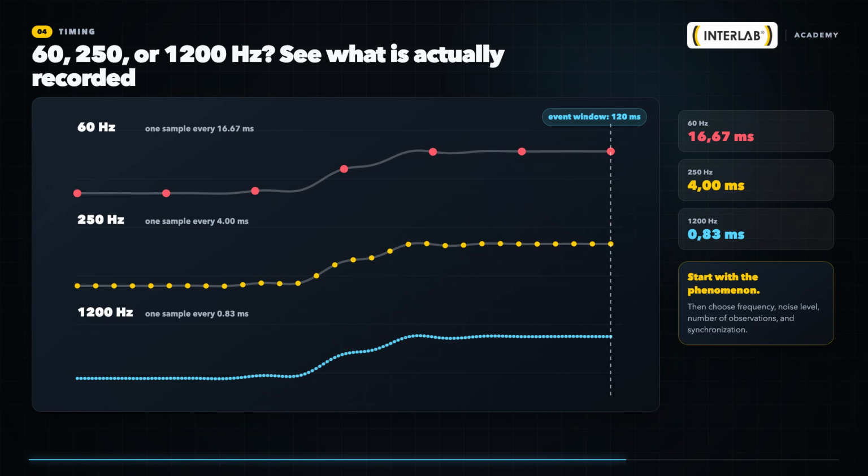The rule is not simply that more hertz is always better. The choice should follow the duration of the phenomenon, required accuracy, number of observations, synchronization needs, and data budget. Start with the research question, then choose the frequency.